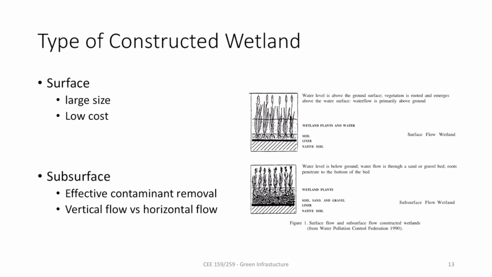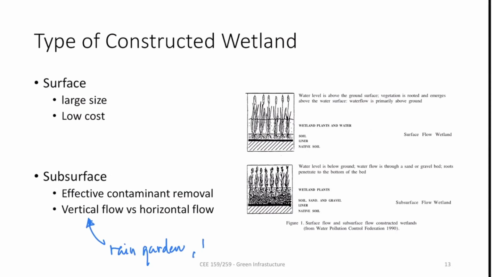Subsurface wetland could be vertical versus horizontal, meaning water moves from the top to bottom or side to side. Vertical flow wetland is similar to rain gardens, because if you think of a rain garden, water moves from the top to the bottom, or biofilters. These all operate in the same way. So these are similar. Vertical wetland is similar to all those two. Horizontal flow is basically moving from one side to another.